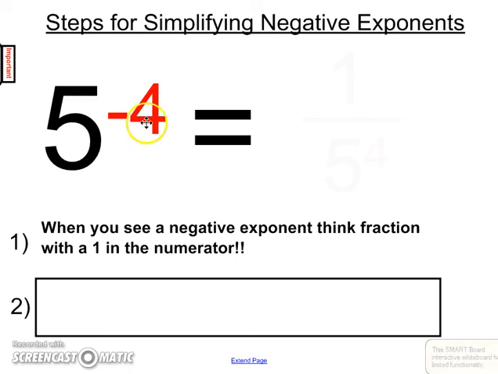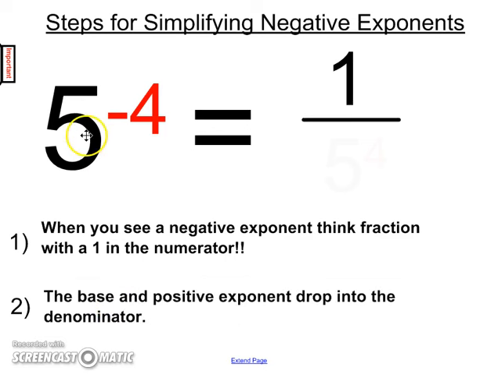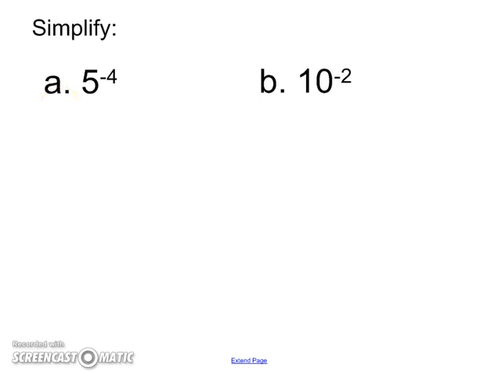So when you see a negative exponent, you need to think in your head: fraction with a 1 in the numerator. For our purposes in this class, and you'll get into more advanced work with integer exponents later, when you see a negative on your exponent, you go fraction with 1 in the numerator. Then the base number, in this case the 5, and the exponent itself, you drop the negative sign and put those into the denominator. Then from here, we can go ahead and simplify further. So again, the negative on the exponent gives me a fraction, 1 in the numerator. Take the base and the exponent, drop it into the denominator, and then we'll simplify.